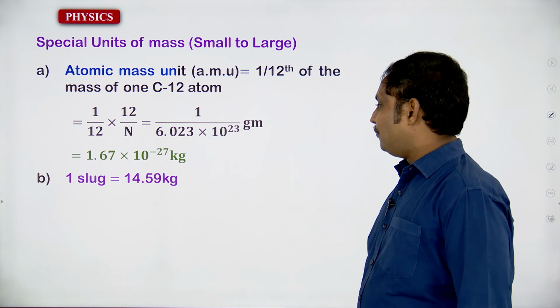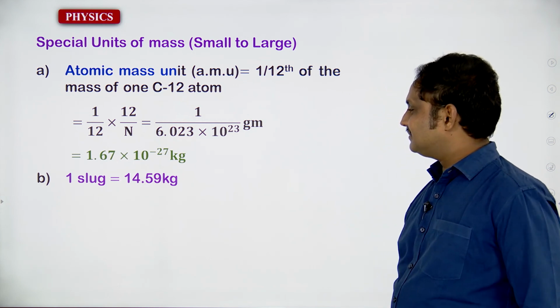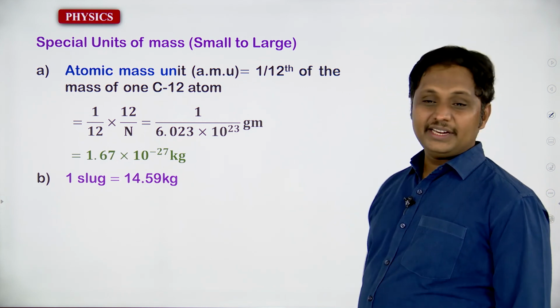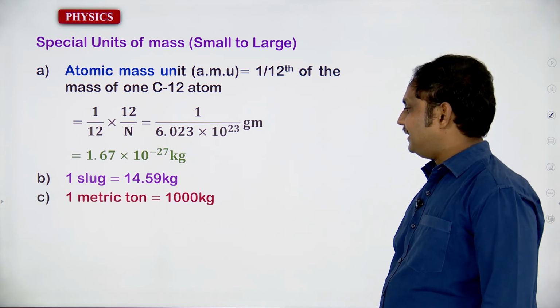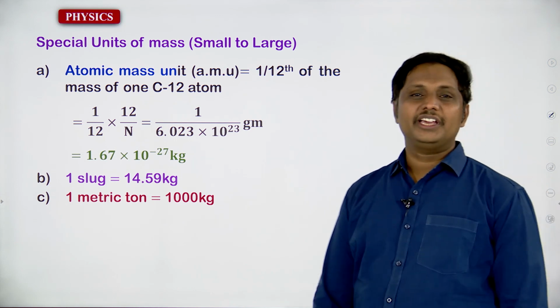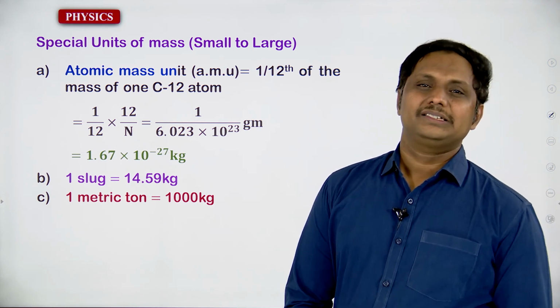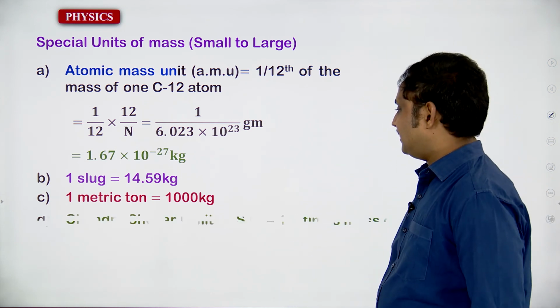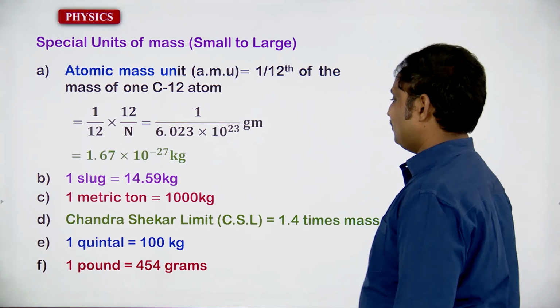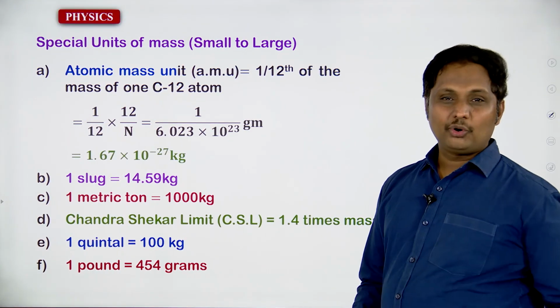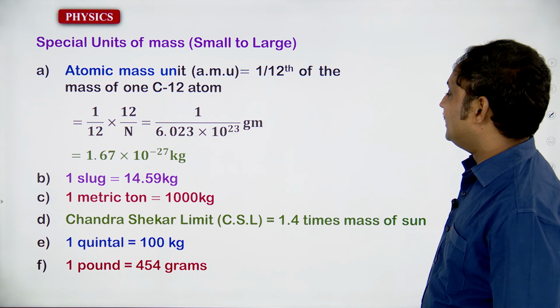Alright, let us go for the slug, 14.59 kg, it's very clear. A metric ton, 1 metric ton is 1000 kg. All these have different units. These are all the basics you would like to know about.